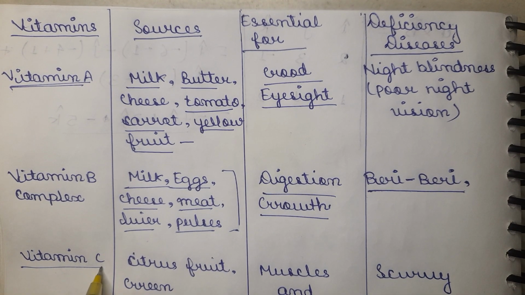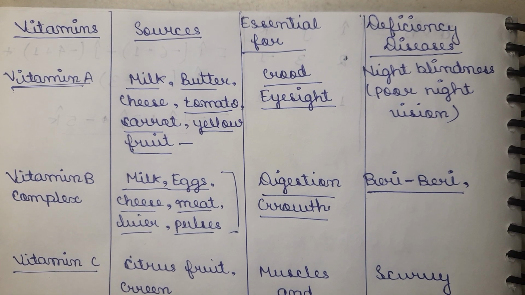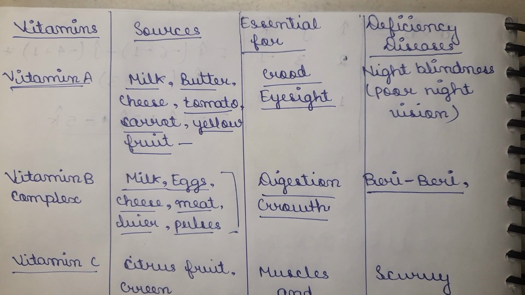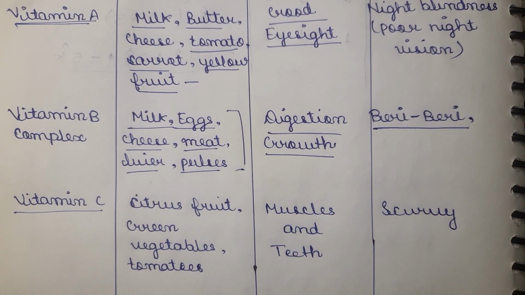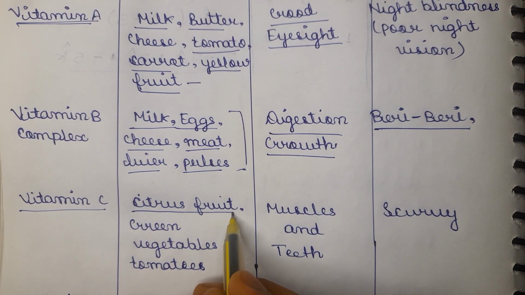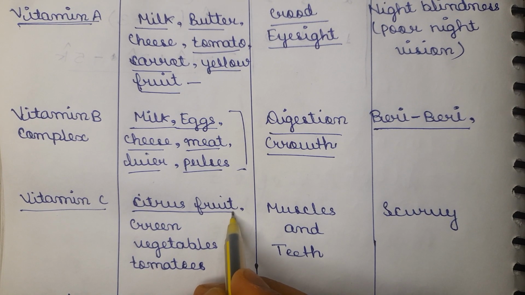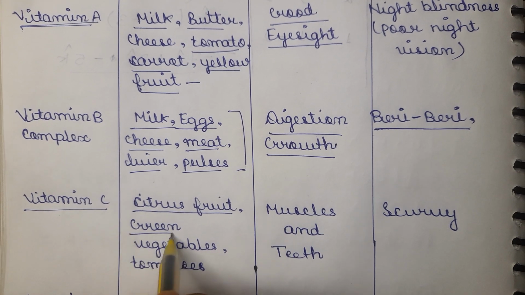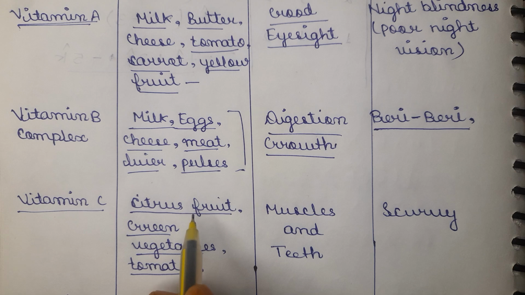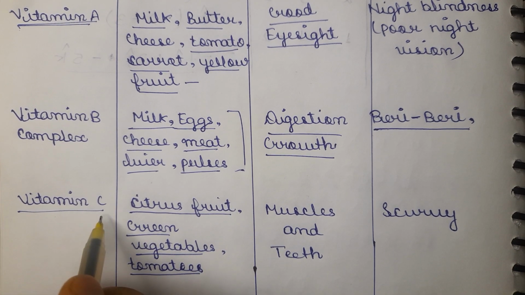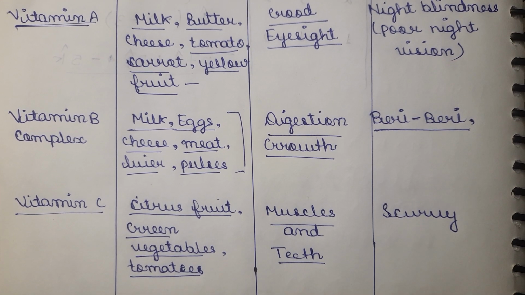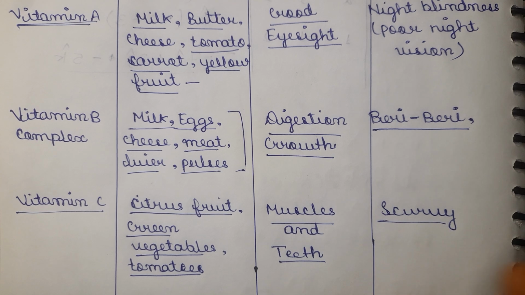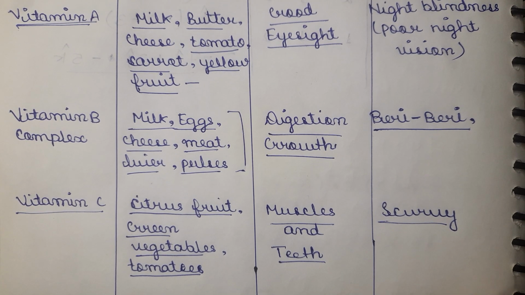Now the next vitamin, vitamin C. We get vitamin C from ascorbic acid. The sources of vitamin C are citrus fruits, which contain a high amount of fluid and are sour in taste, green vegetables and some tomatoes. All these fruits and vegetables contain vitamin C, which is good for our muscles and teeth. The deficiency disease that occurs due to the deficiency of vitamin C is scurvy. Scurvy is basically bleeding of the gums, and sometimes it also swells the joints of our body.